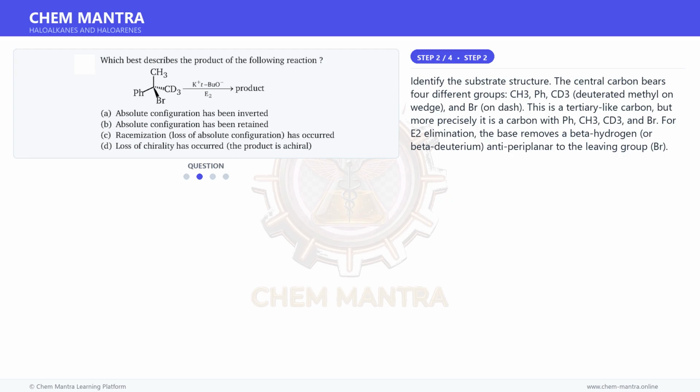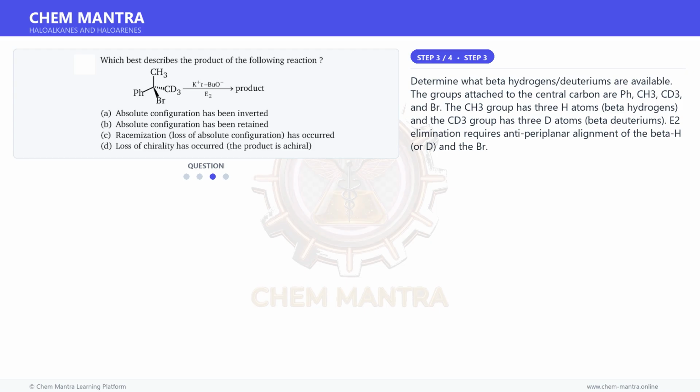Identify the substrate structure. The central carbon bears 4 different groups: CH3, Ph, CD3 (deuterated methyl) on a wedge, and Br on a dash. This is a tertiary-like carbon, but more precisely it is a carbon with Ph, CH3, CD3, and Br for E2 elimination. The base removes a beta hydrogen or beta deuterium antiperiplanar to the leaving group, Br. Moving on to the next step.